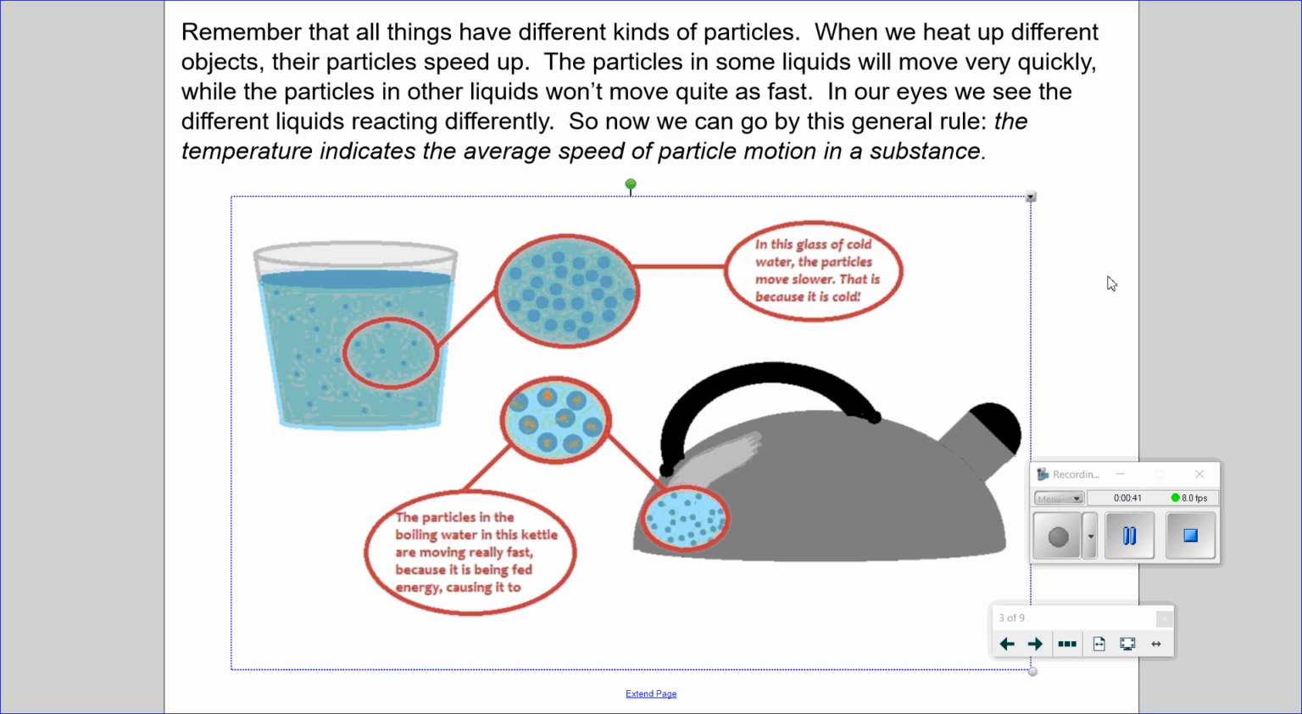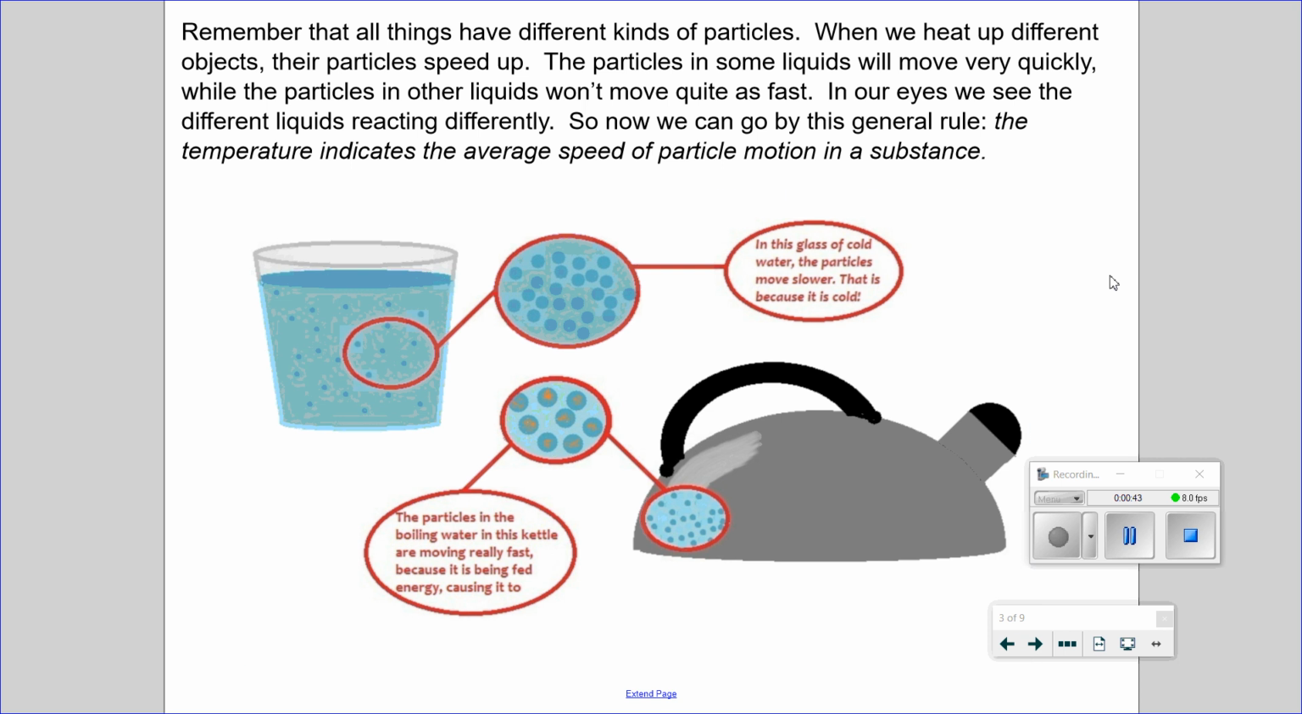Remember that all things have different kinds of particles. When we heat up different objects, their particles speed up. The particles in some liquids will move very quickly, while the particles in other liquids won't move quite as fast. In our eyes, we see the different liquids reacting differently. So now we can go by this general rule. The temperature indicates the average speed of particle motion in a substance.